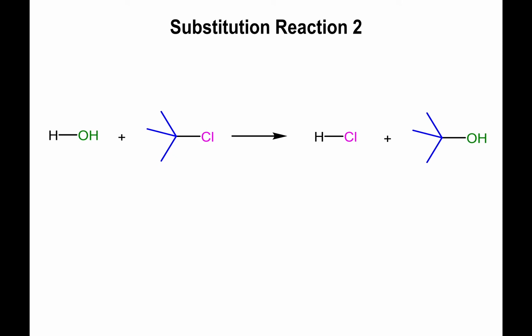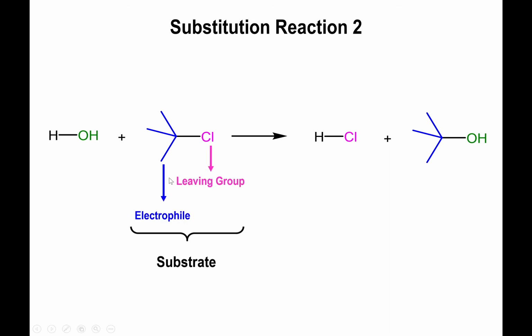Another way in which you can undergo this substitution reaction is by having a neutral covalent molecule like water. In this case, you can react the two molecules together and undergo an exchange, and the organic molecule still has to be the substrate, meaning that the carbon over here directly bound to chlorine must be the electrophile, and the chlorine is the leaving group.